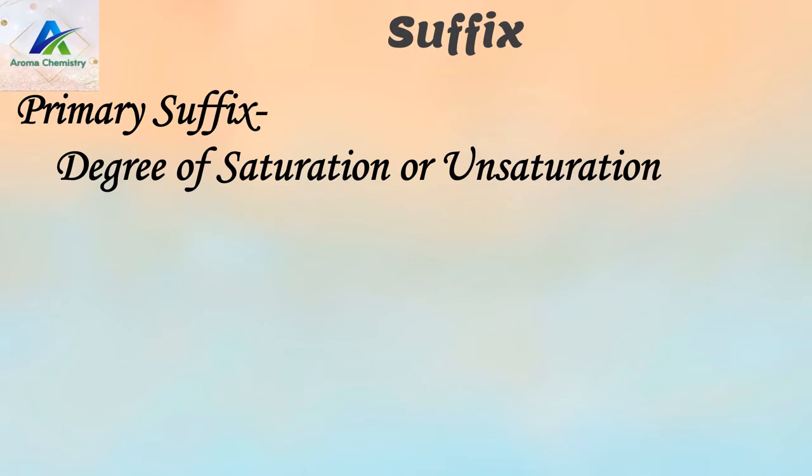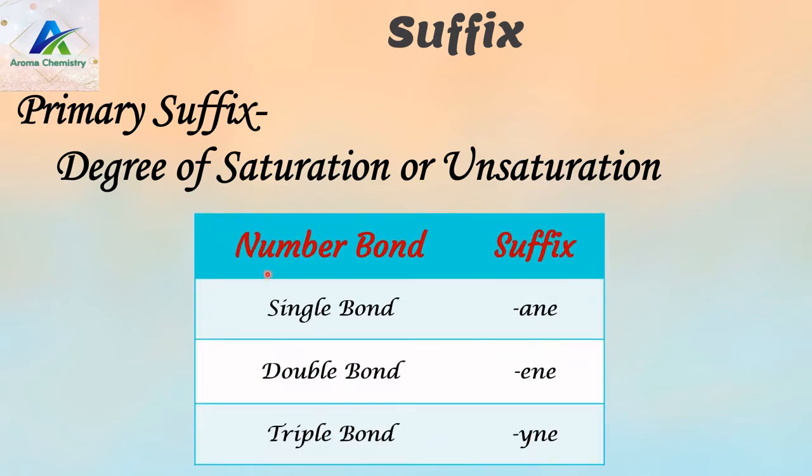A saturated carbon chain, that is alkanes, means single bonds are present in the carbon chain. The suffix is ane. A double-bonded carbon atom is ene. Double bond and triple bond are unsaturation. We already know unsaturated compounds. So a triple bond we name yne. Okay.